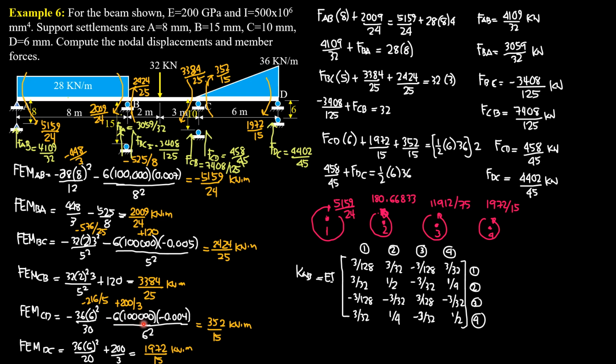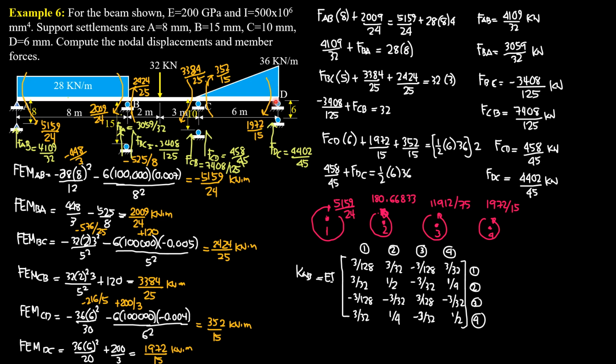So negative 6 times 100,000 times negative 0.004 over L square, 6 square. The first is negative 216 over 5. The second is 2,200 over 3. So combining, the value is positive 352 over 15, so it is clockwise 352 over 15. Fixed moment DC is WL square over 20, positive 36 times 6 square over 20, then plus 200 over 3 side sway moment. So positive 1972 over 15, which means it is clockwise as shown here.